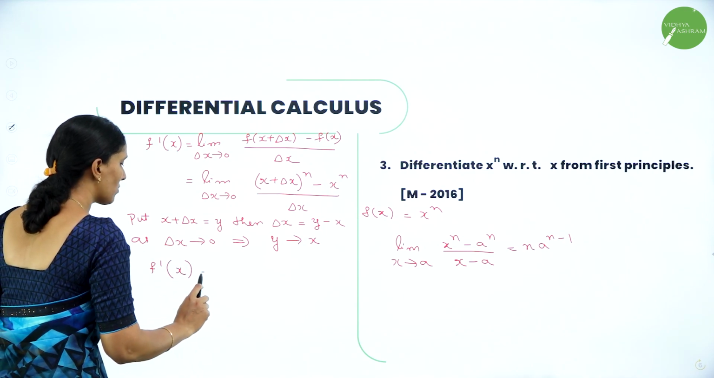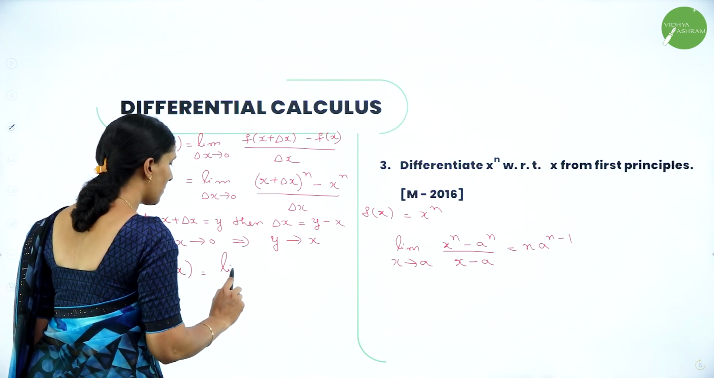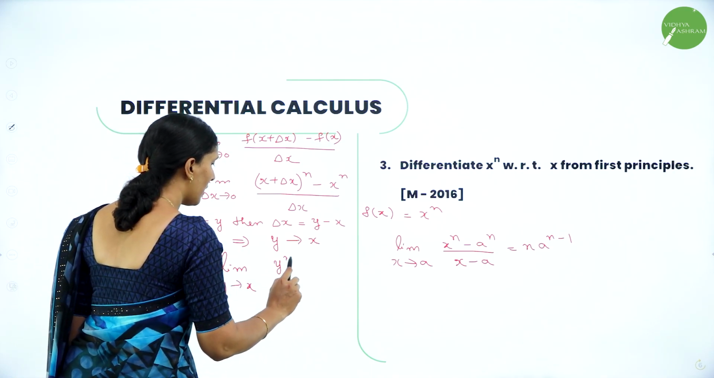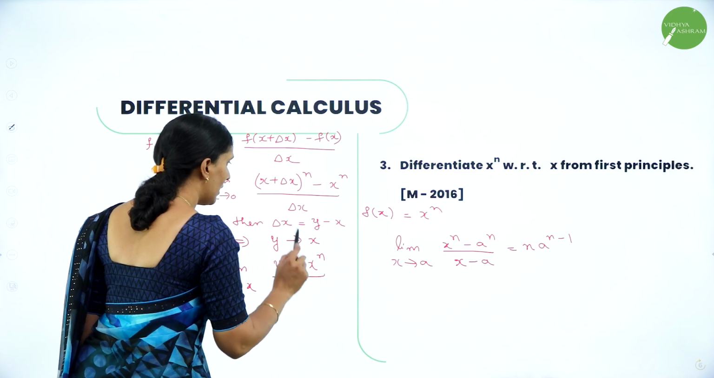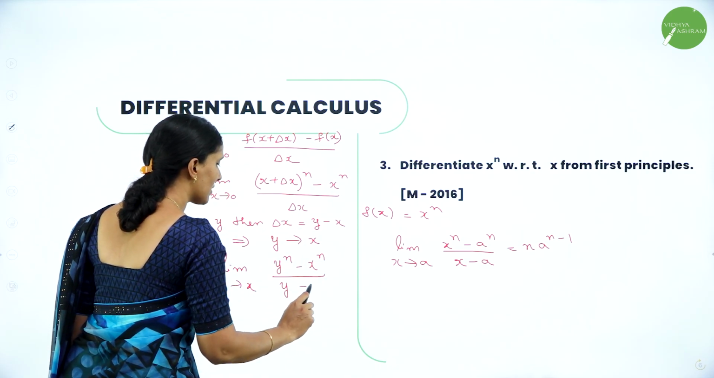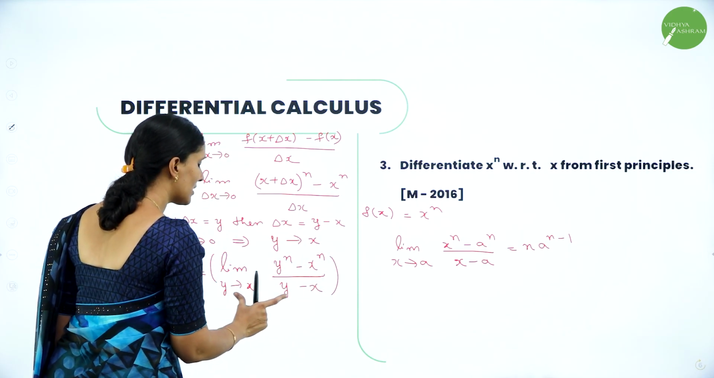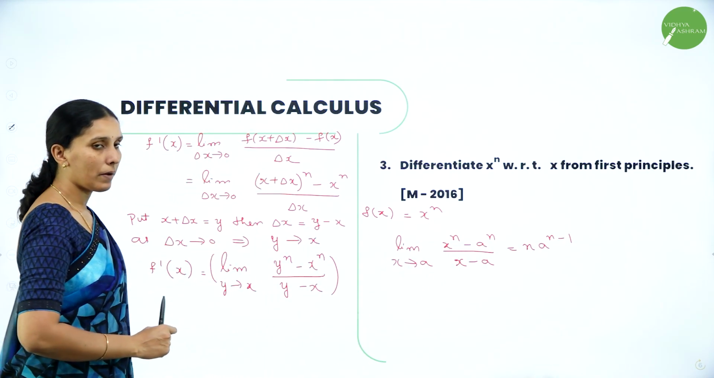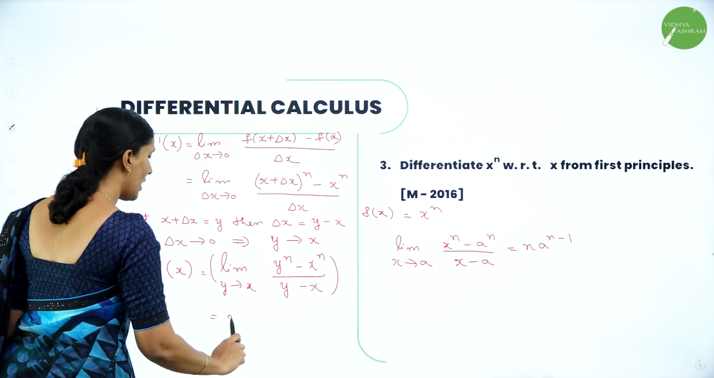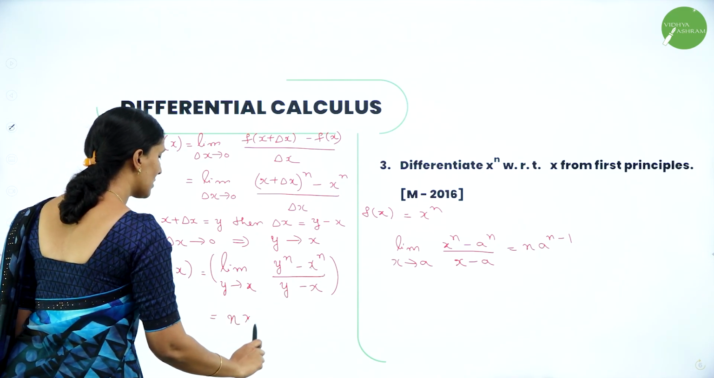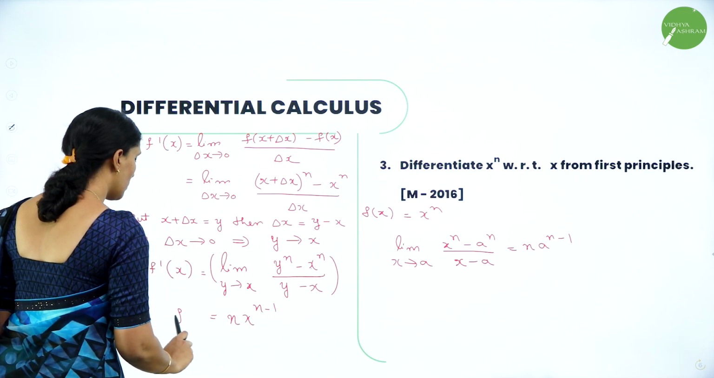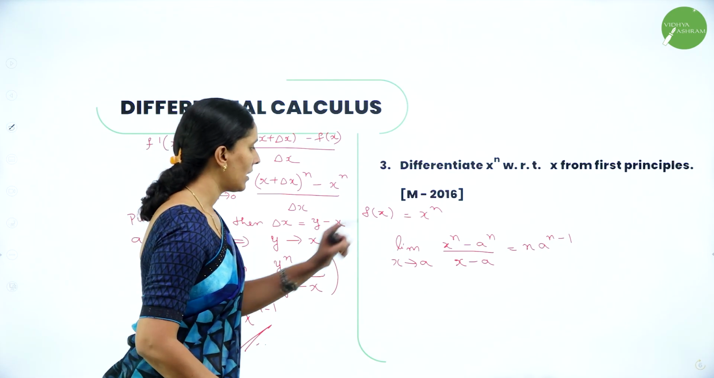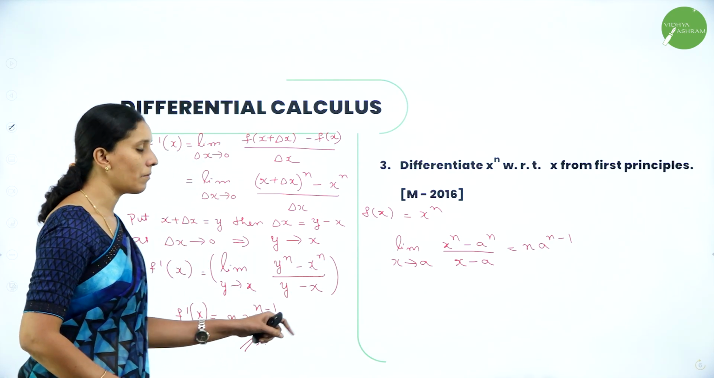So f dash of x will become here limit y tends to x, y to the power n minus x to the power n, over delta x, which is y minus x. Now you can see this is in the standard form. So that can be written in the form of n into a to the power n minus 1. So here we have n, and in the place of a we have x, so x to the power n minus 1. So therefore the derivative of x to the power n is n into x to the power n minus 1.